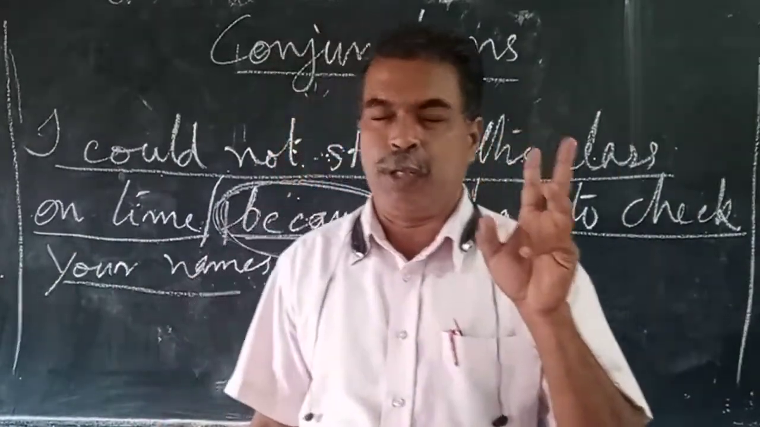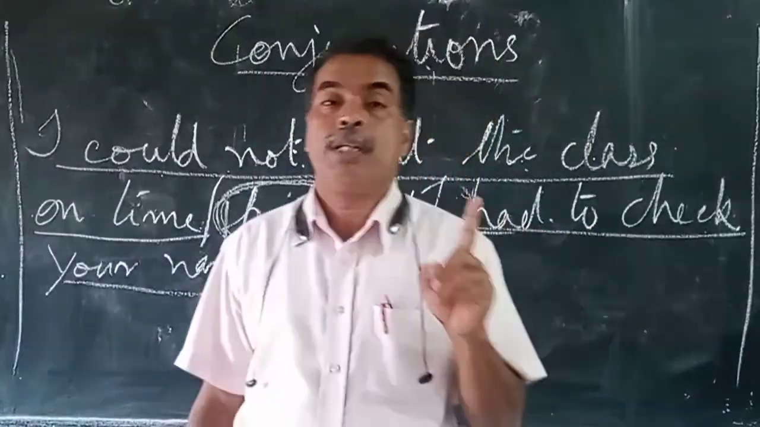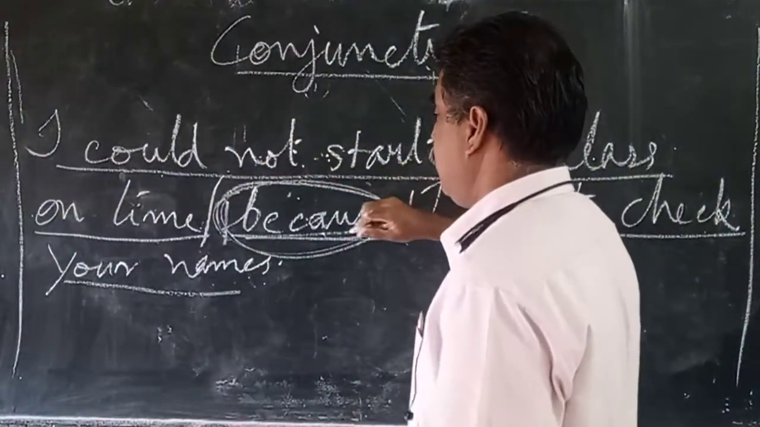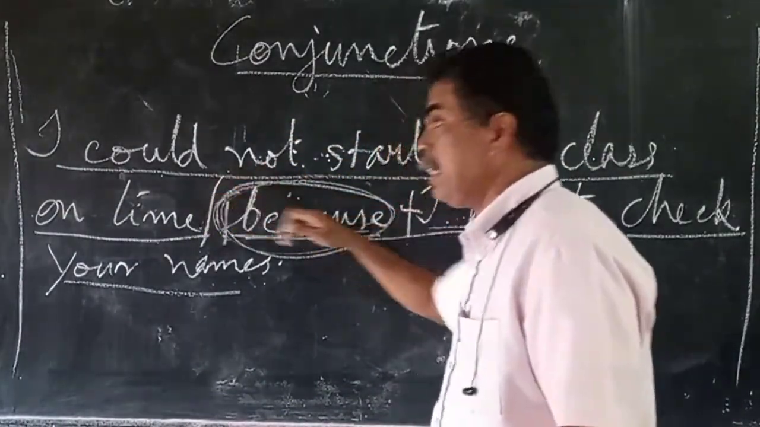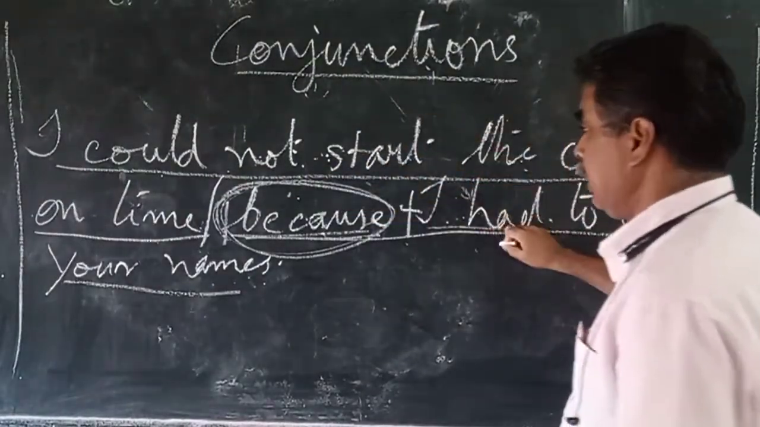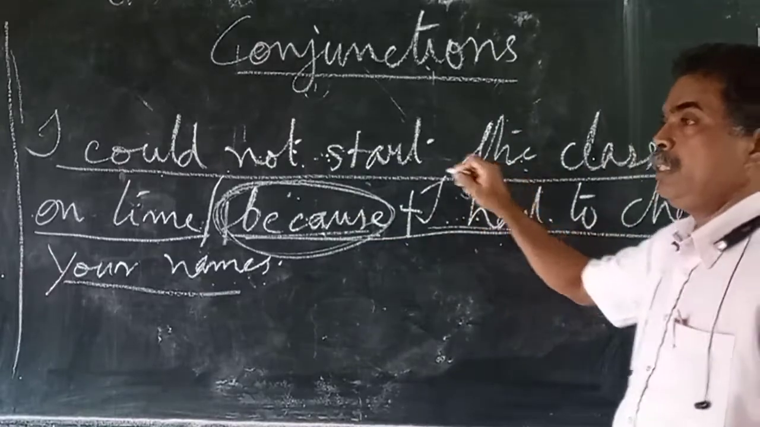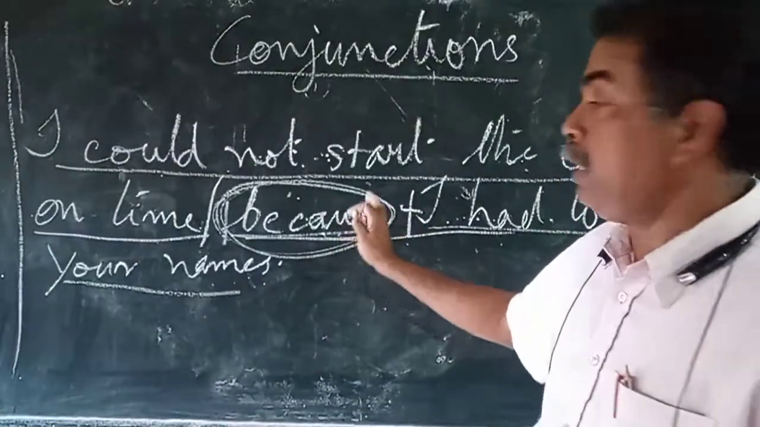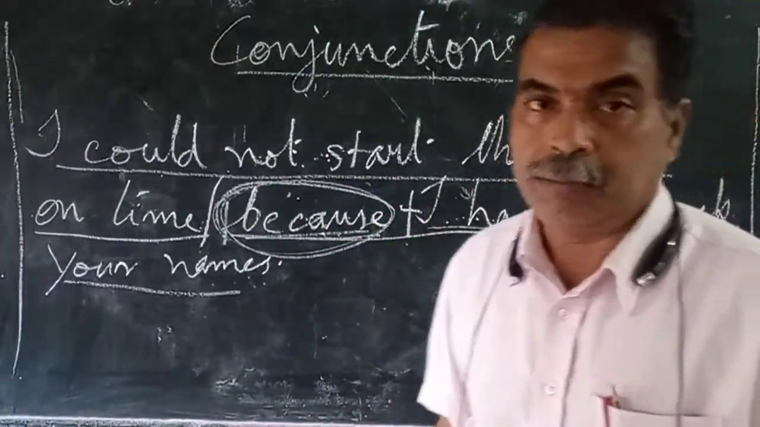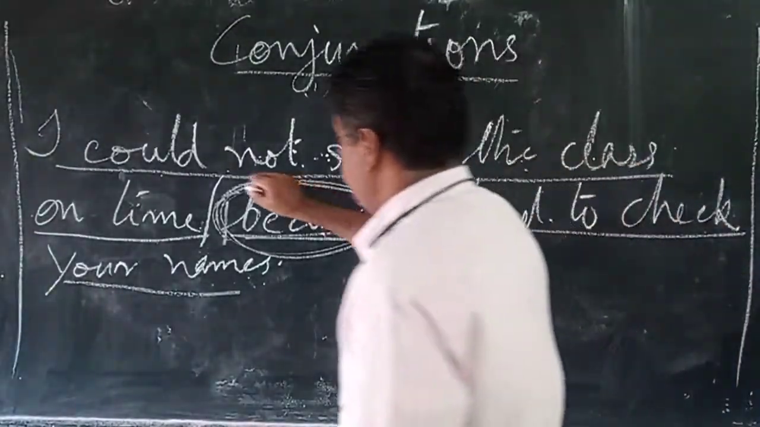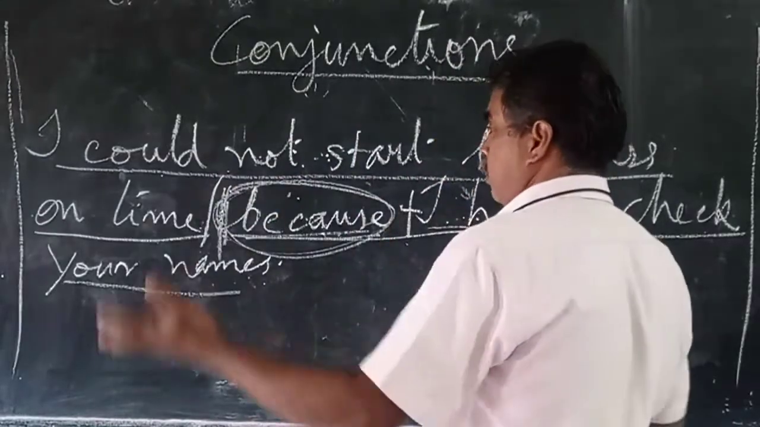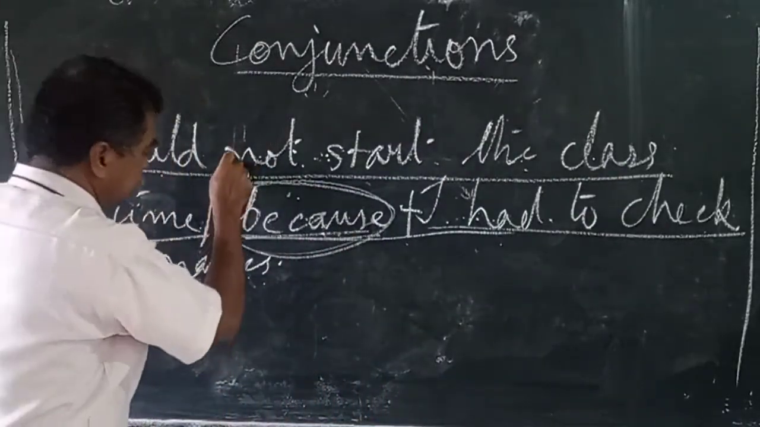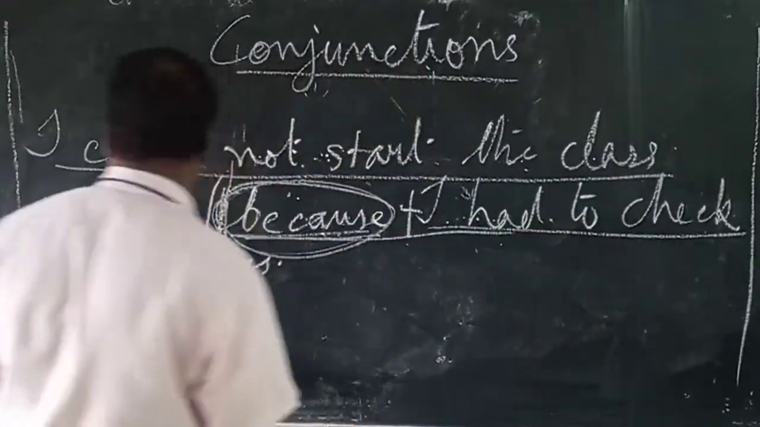Now I told you a subordinating conjunction is a conjunction that is used to connect one coordinate clause and one subordinate clause. You can understand it now. When you use this because, as part of this larger sentence, this gets connected to this. This cannot be separated from this. That's a problem. So, when you divide this sentence into clauses, one clause will be, I could not start the class on time. The second clause begins here: because I had to check your names.